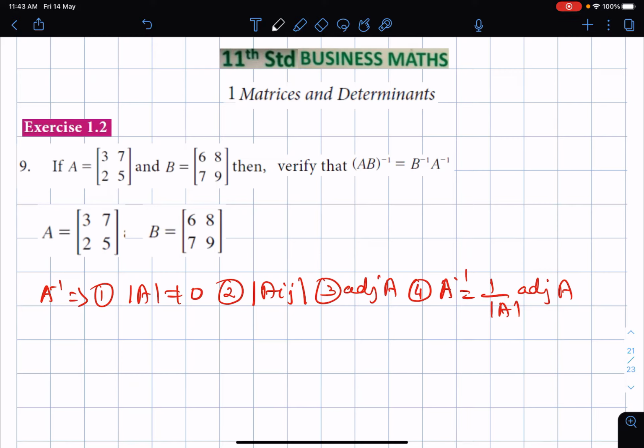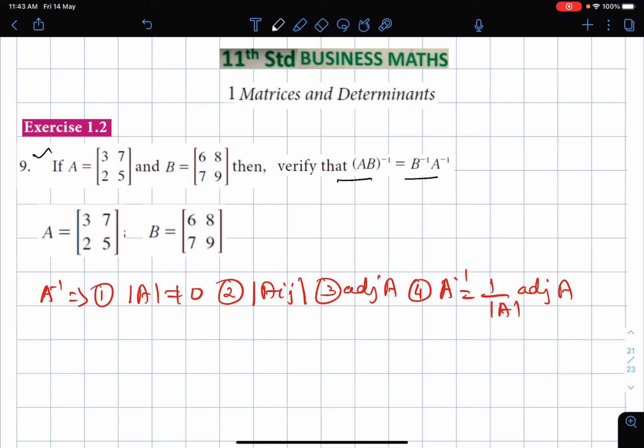Today we are going to see the same result, (AB) inverse equal to B inverse A inverse, using our exercise 1.2 problem number 9. Okay, so for finding the inverse we have got 4 steps, isn't it? First one, you have to find out determinant A not equal to 0, and second one is your cofactor Aij. Third step is adjoint A, and then the final step is A inverse, which is equal to 1 by determinant A into adjoint A.